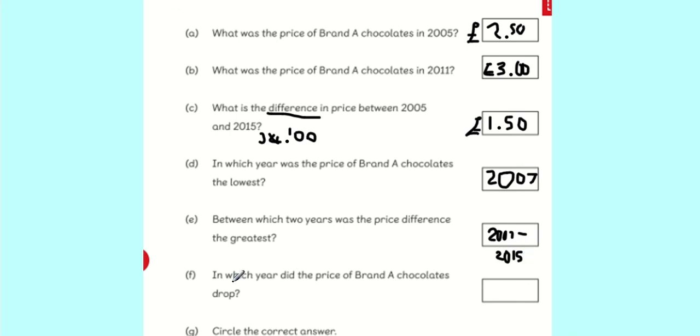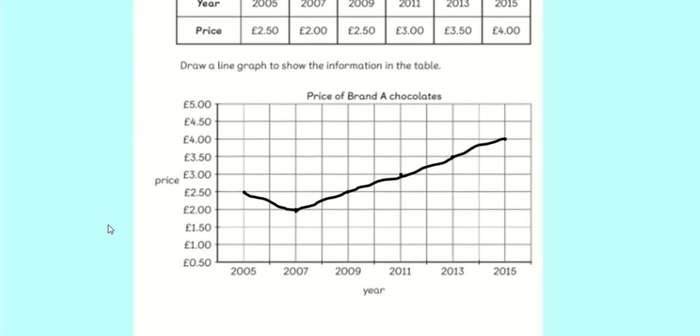F. In which year did the price of brand A chocolates drop? So let's go and look for a drop here. Where can you see one? It's here, isn't it, where the line goes down, and that was in 2007.